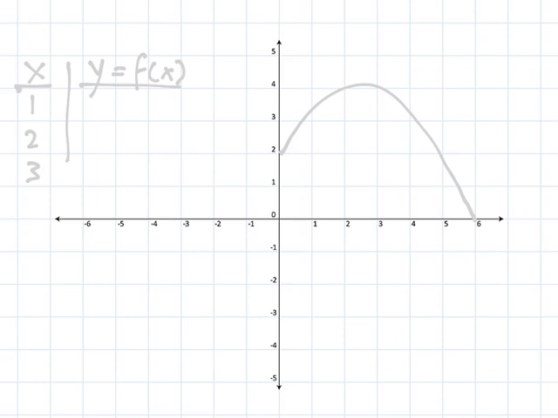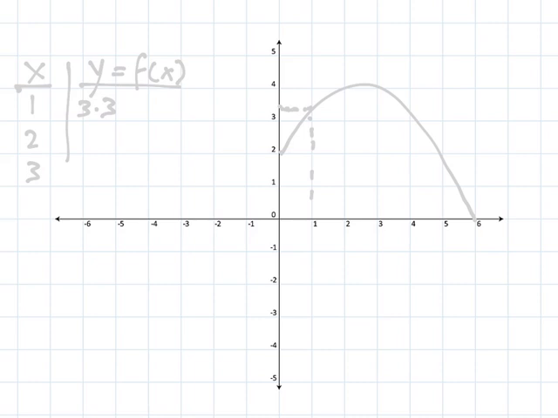And to find that, since this is a visual function, when x is 1, we can estimate that the y value is around maybe less than that, maybe 3.5 or maybe 3.3. We'll give it 3.3.